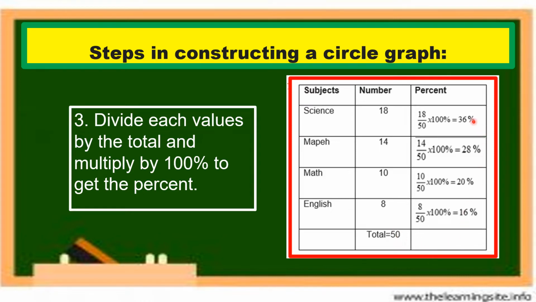Now we need to find the total of 36% plus 28% plus 20% plus 16%, and that is equal to 100%.